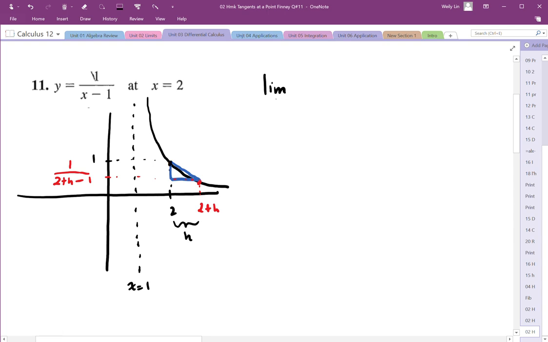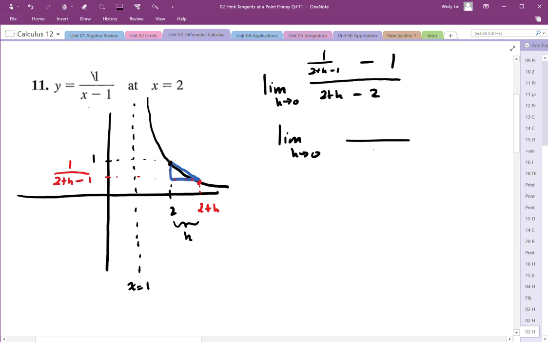Okay, so we're going to let the limit as h goes to 0 of the rise, which is going to be 1 over 2 plus h minus 1, minus 1, which we'll just leave as 1, all over 2 plus h minus the coordinate of 2. And this always simplifies to just h in the denominator. So we end up with h in the denominator, and I end up with 1 over 1 plus h minus 1.